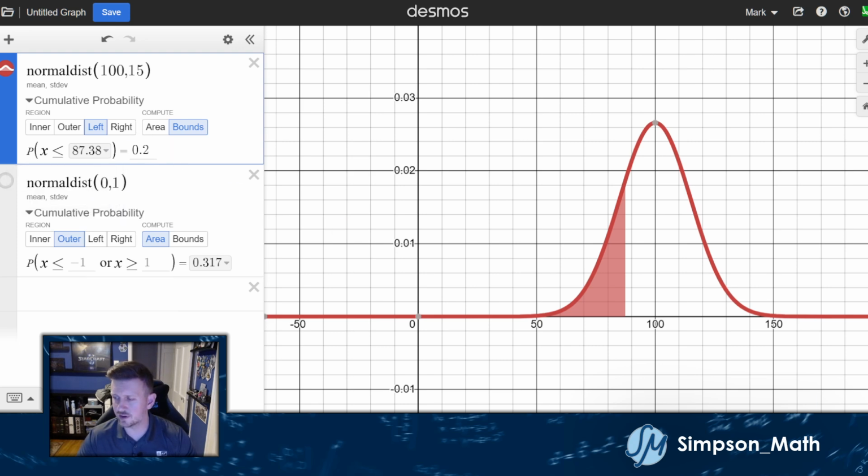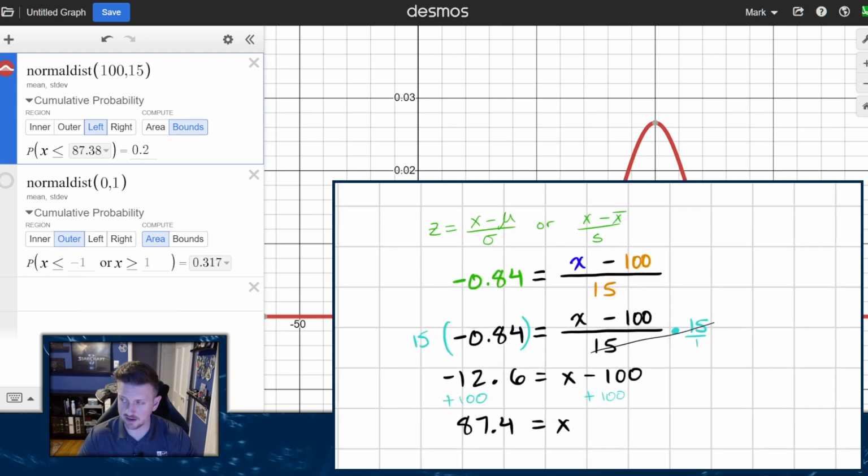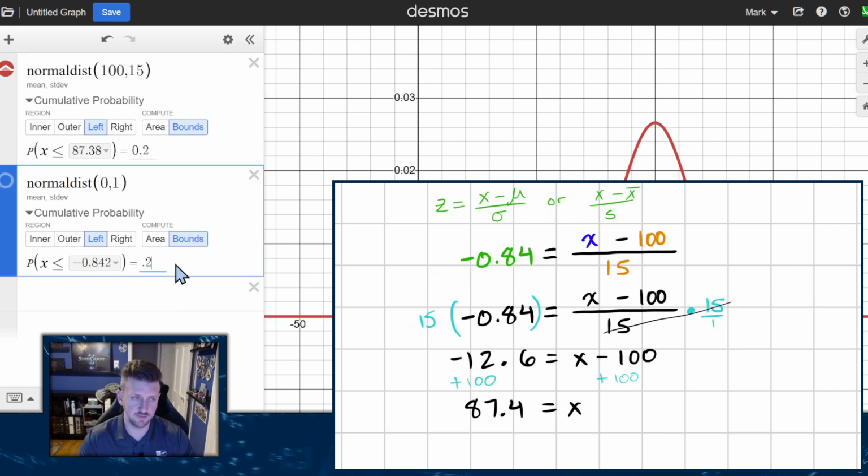The way to do it more mathy, let me put this math back up, would be to figure out what the corresponding z-score would be. So if I had to figure out the z-score that would be at the lowest 20%, the upper boundary of the lowest 20%, I should get negative 0.84, and then I could solve. So over here on my normal distribution, let me do the same thing. I want a left. I want my regions to the left. I want to be computing the bounds. I'm going to be putting in 0.2. And when I do, notice I get a negative 0.84, actually negative 0.842-ish.